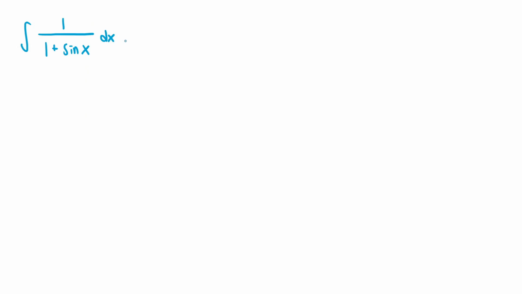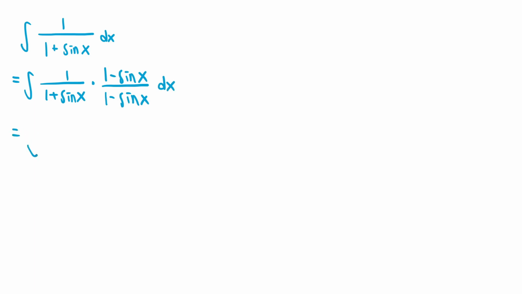So to do the integral of 1 over 1 plus sine of x, the first thing to do is to multiply the fraction throughout by the conjugate of the denominator. So since the denominator is 1 plus sine of x, this means we should multiply the fraction throughout by 1 minus sine of x over 1 minus sine of x. And this simplifies to 1 minus sine of x over 1 minus sine squared of x.